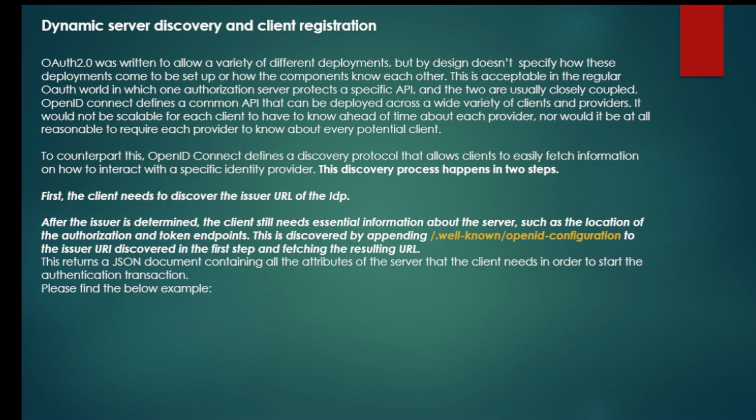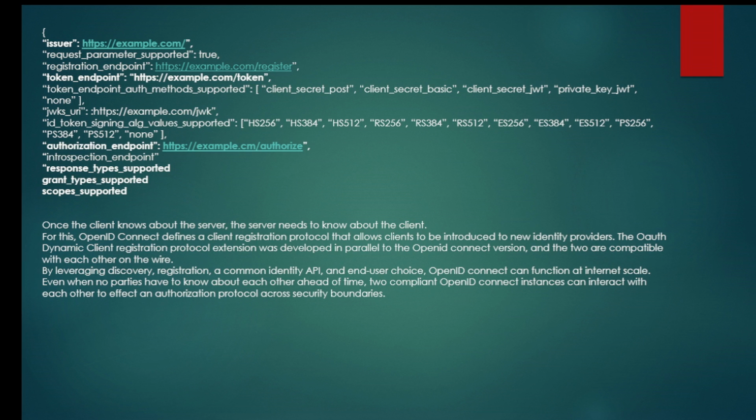And then after the issuer is determined, the client still needs essential information about the server, such as the location of the authorization and token endpoints. This is discovered by appending /.well-known/openid-configuration to the issuer URL discovered in the first step and fetching the resulting URL. This returns a JSON document containing all the attributes of the server that the client needs in order to start the authentication transaction.